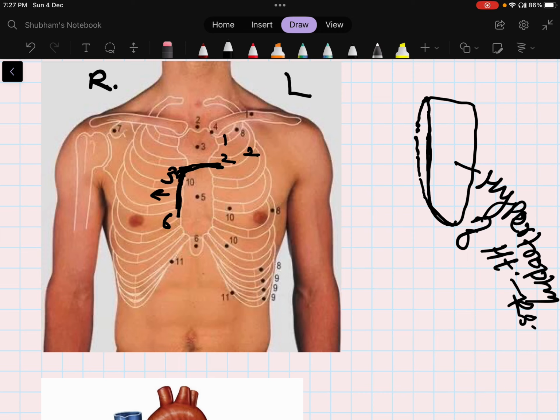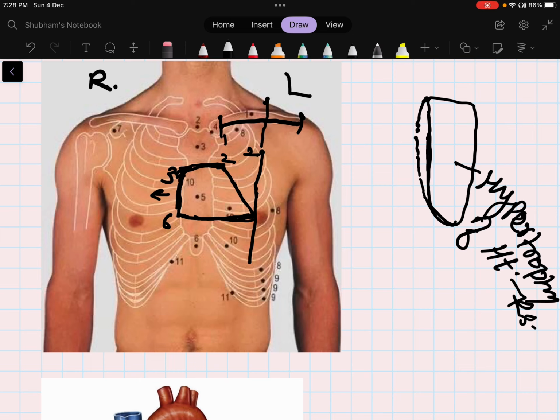On the left side, it extends up to the mid clavicle level. What is the mid clavicle level? This is our clavicle divided into two parts, and this is the mid clavicle level. It's going to be up to the fifth rib, intercostal level. So from the fifth intercostal level, this is how our heart is going to be present in the body. This is just the rough idea.